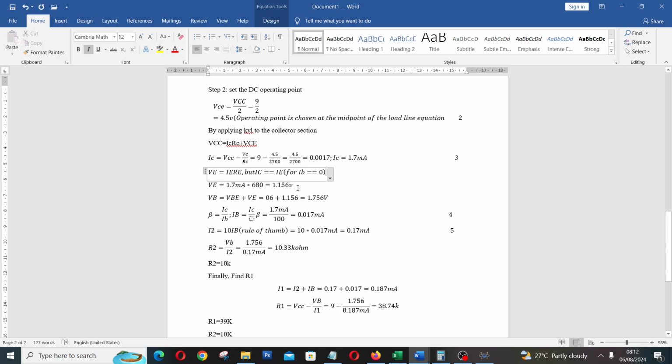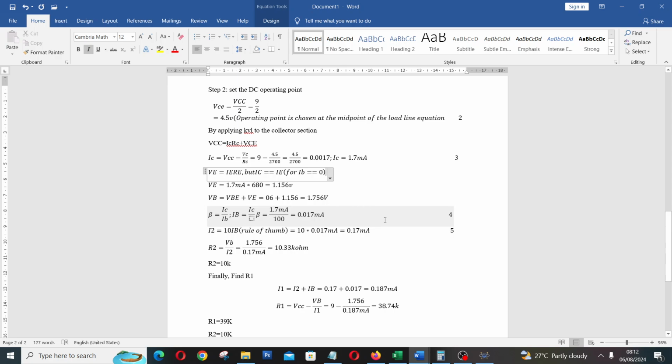So when you do that, you'll be able to get the value of VE to be 1.156 volts. From there, the voltage that will be dropped across the base terminal is going to be VBE plus VE. VBE is 0.6 for a silicon transistor, so 0.6 plus 1.156 gives us 1.756.